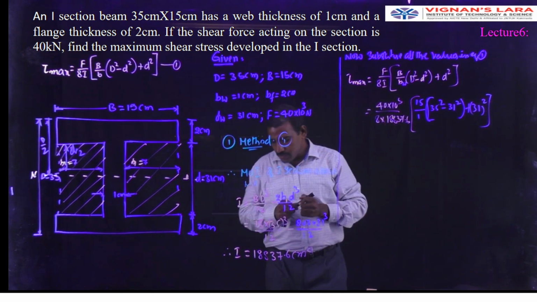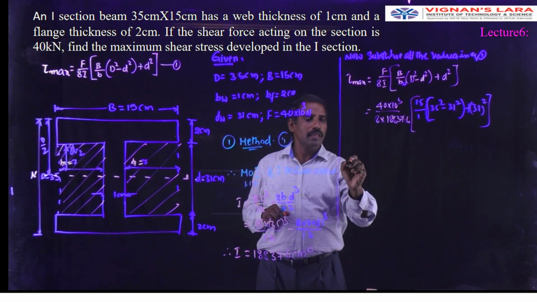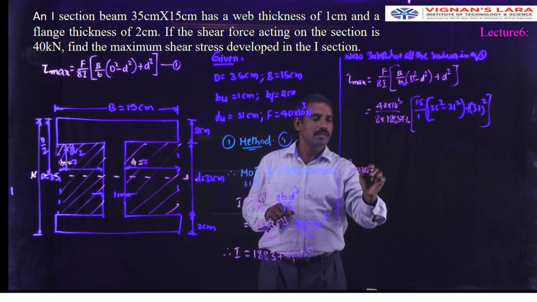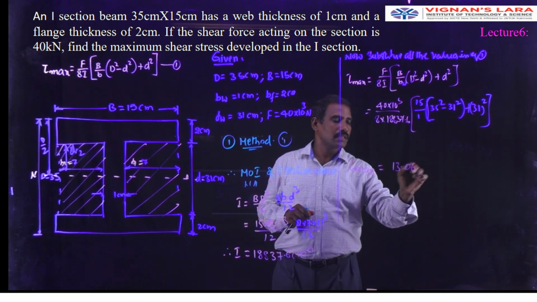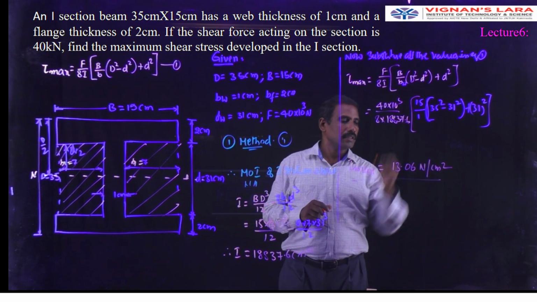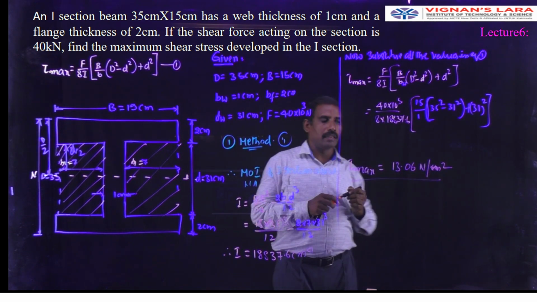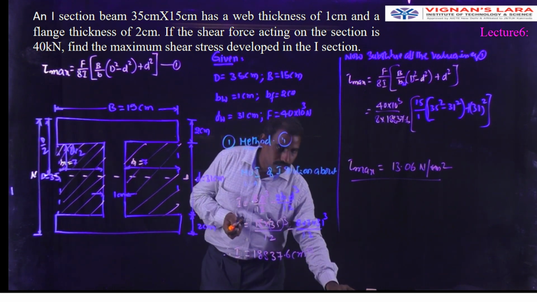After computing this value, finally the maximum shear stress, tau maximum, is equal to 13.06 newtons per centimeter square. This problem may be solved in another technique also.